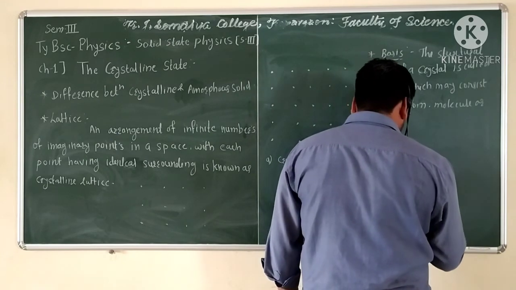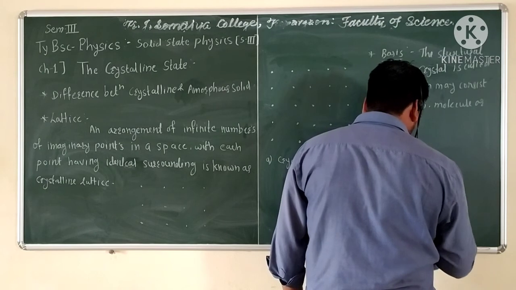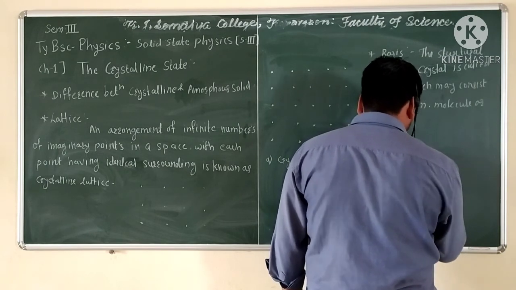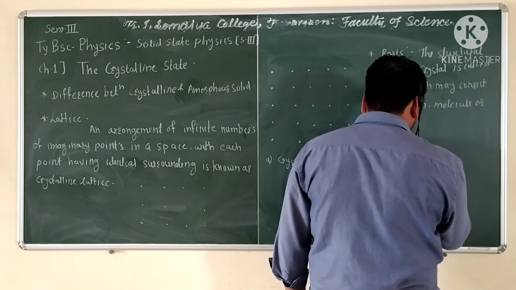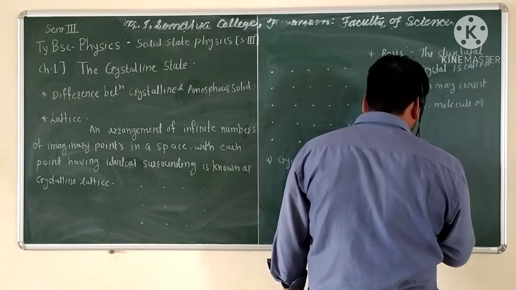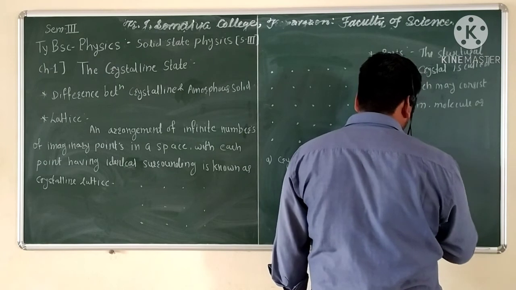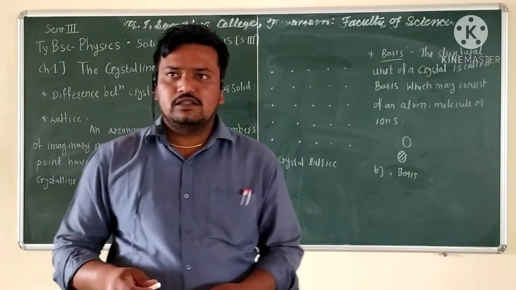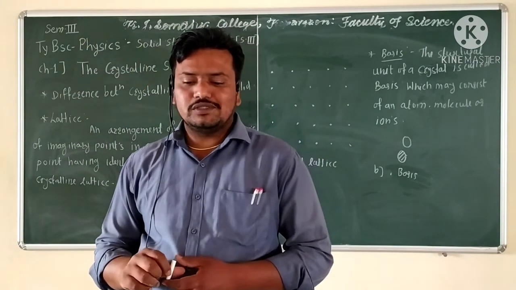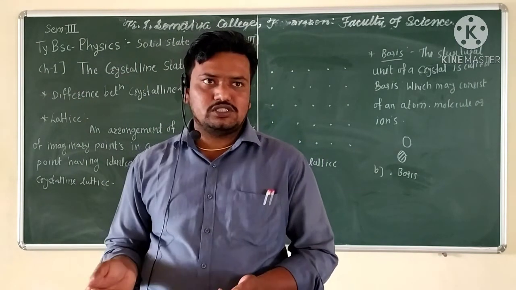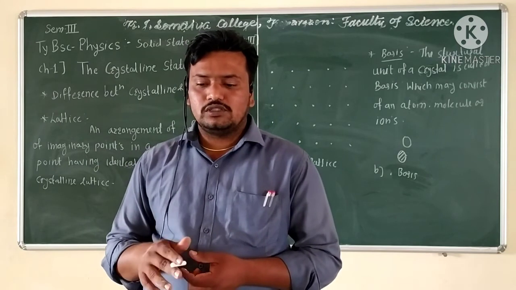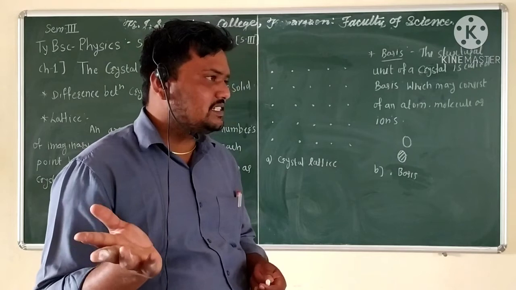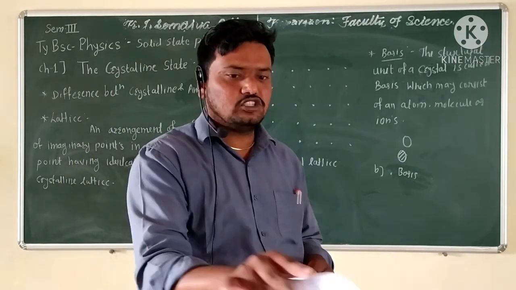which is given as the basis, and this is drawn as two circles, a solid circle or an empty circle. So this is known as the basis. Next, the phenomenon of how to develop the crystal structure: lattice plus basis is known as the crystal.